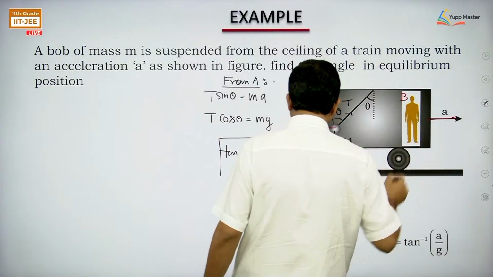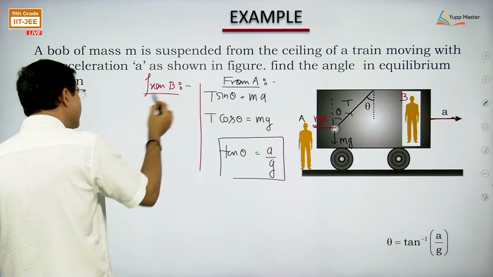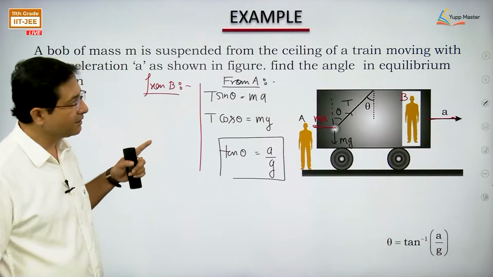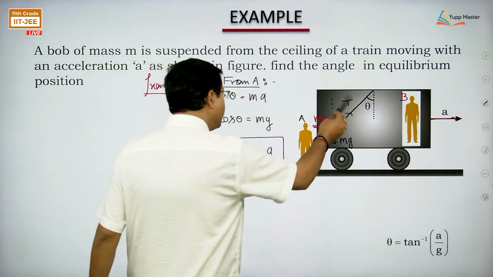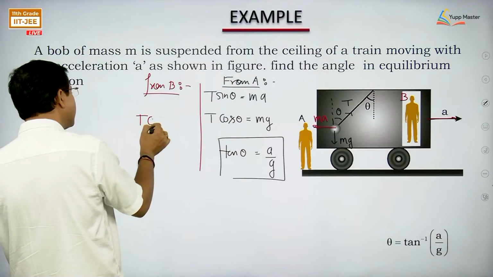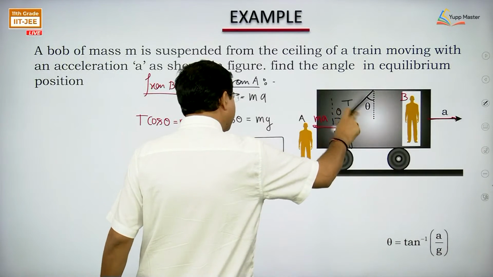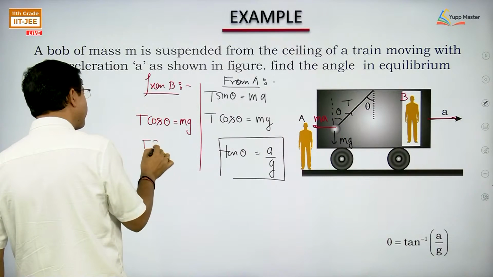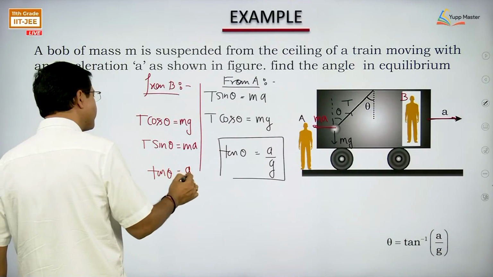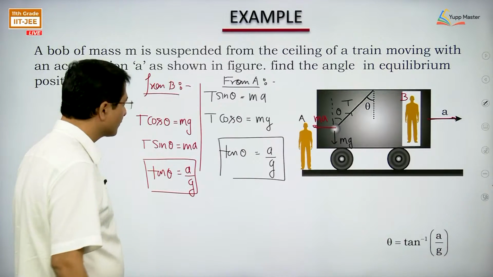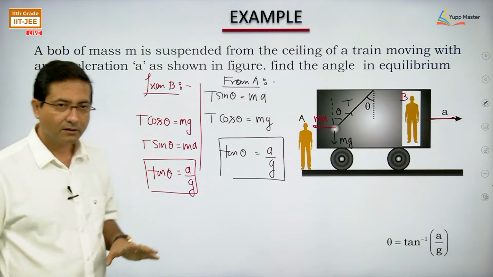So what will he write? From frame B, as the bob is stationary, he will apply Newton's first law in the y direction as well as the x direction. In the y direction, T cos theta balances mg, Newton's first law. In the x direction also, he will write T sin theta will balance m a. If you divide these two, again you are going to get the same relation. So you can calculate the value of theta standing on the ground or sitting inside the cart.